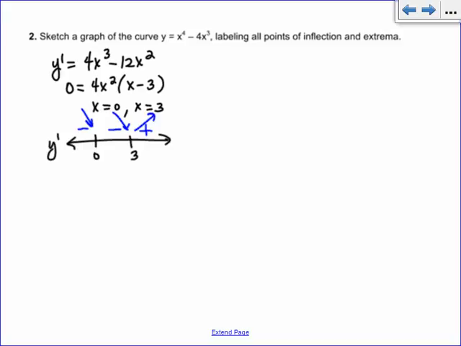So if I was doing a little rough sketch off to the side, I'd be like, okay, it's going to go down. It's going to taper off to a slope of 0, and then it's going to go down again, and then it's going to go back up, okay?